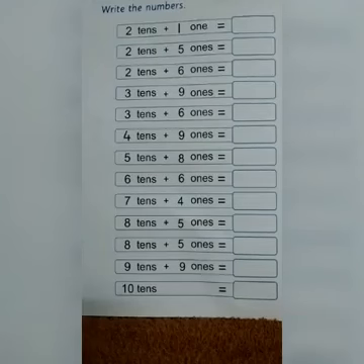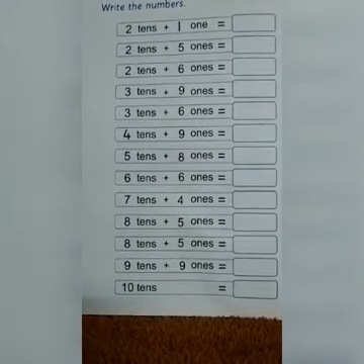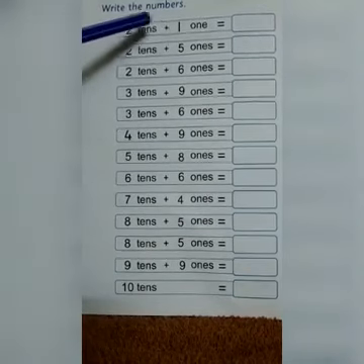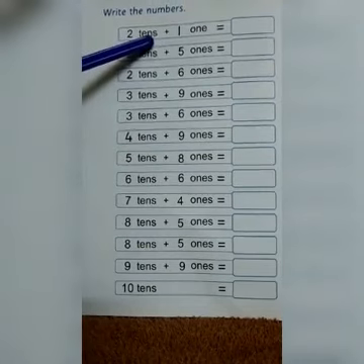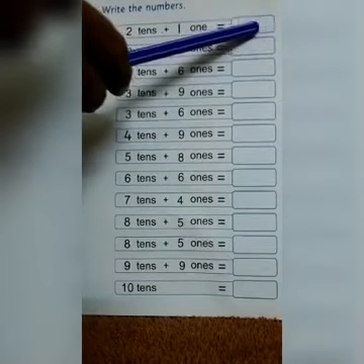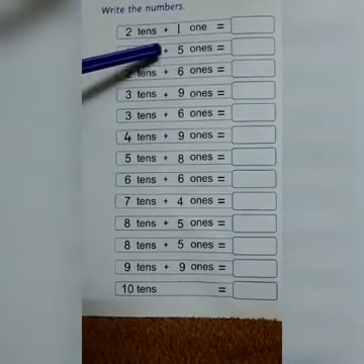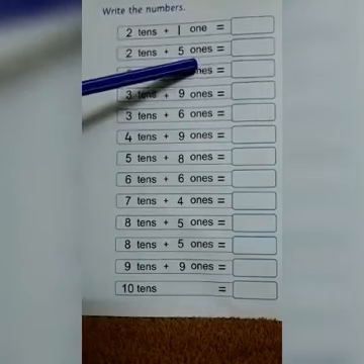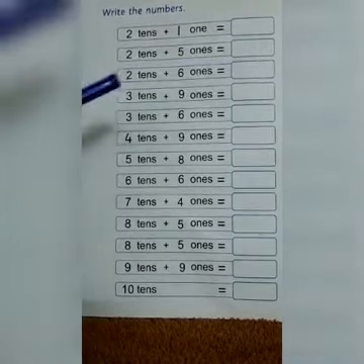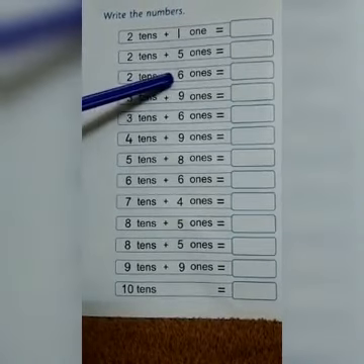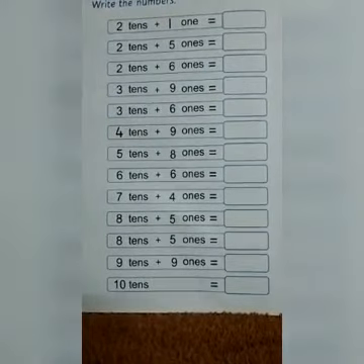Okay. Now, all of you take your learning to write book. First one, 2 tens plus 1. That means 2 tens means 20 plus 1, 21. Okay. Second one, 2 tens plus 5 ones. 2 tens means 20 plus 5 ones, 25. 2 tens plus 6 ones, 20 plus 6, 26.